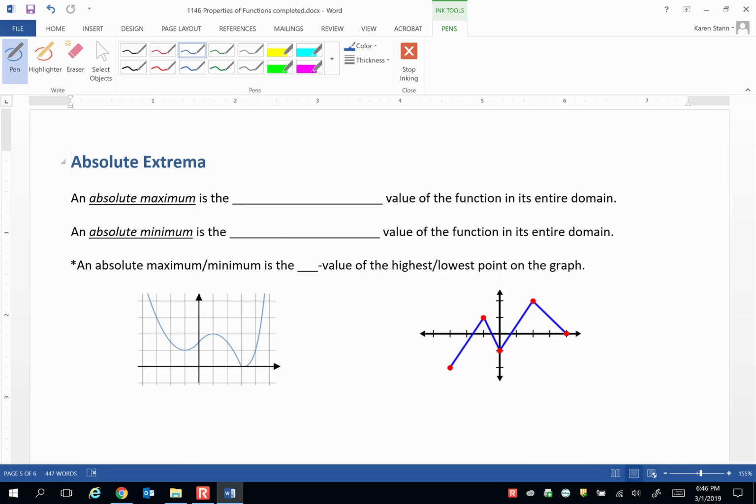So an absolute maximum is the largest value of the function on its entire domain. An absolute minimum is the smallest value of the function on its entire domain. So an absolute maximum or minimum is the y value, just like it was with the local maxes and mins, and it describes the highest or the lowest point on the graph.